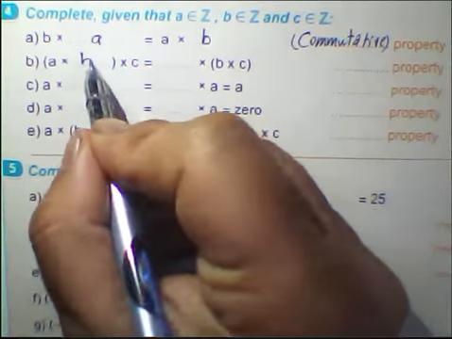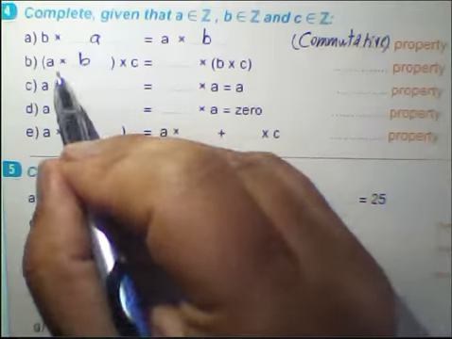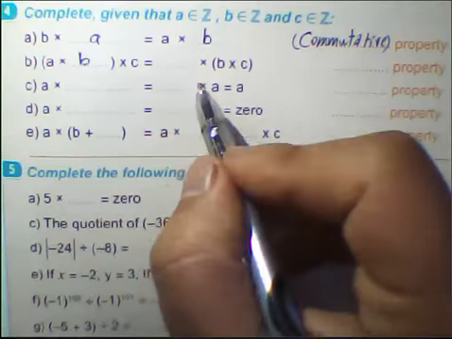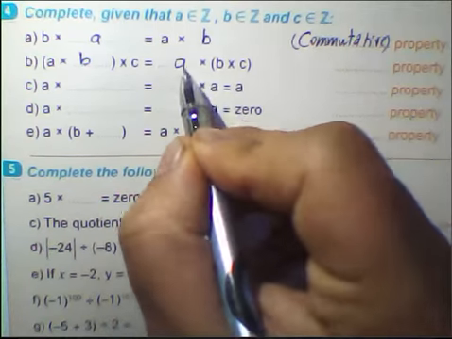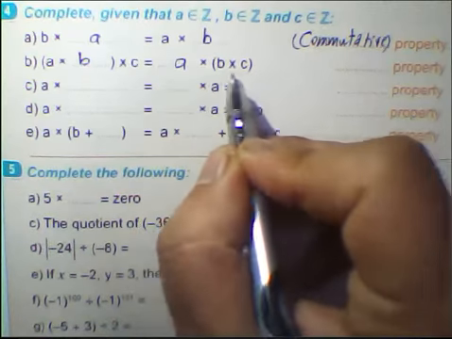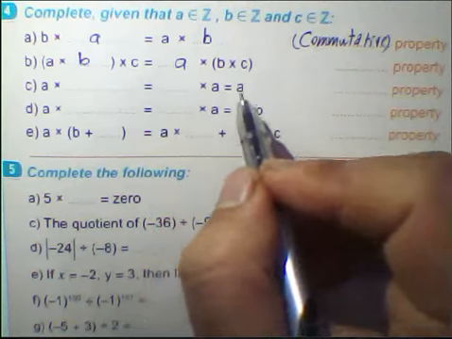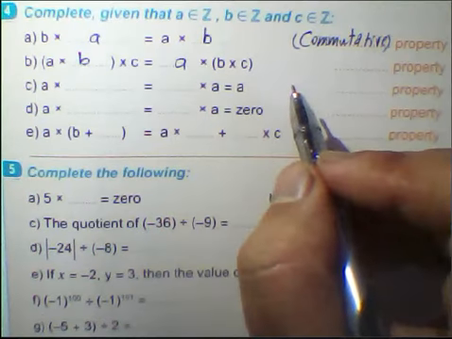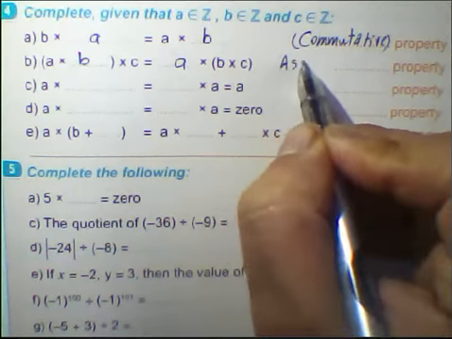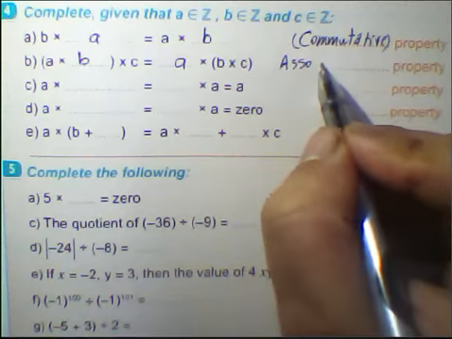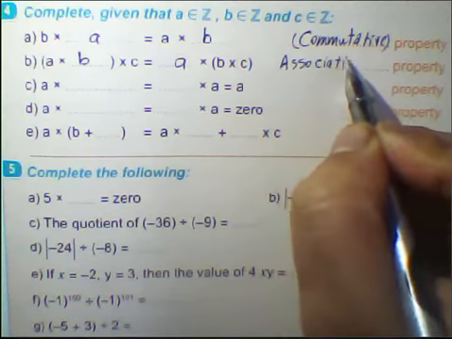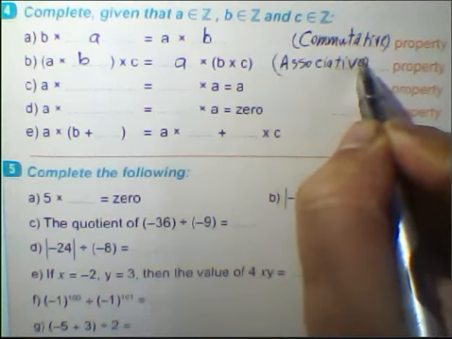A multiply B multiply C. A multiply B in parentheses multiply C equal A multiply B multiply C in parentheses. This property is associative property.